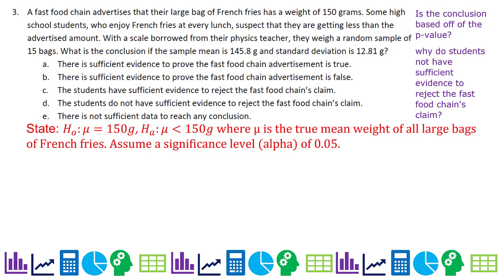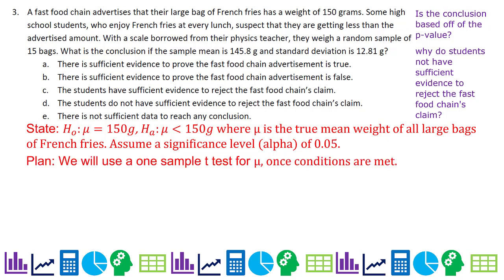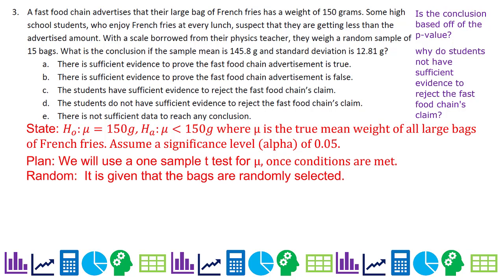Now, I could say that restaurant or that chain if I wanted to be more clear. Assume a significance level or alpha of 0.05. If they don't give you anything, use 0.05. Our plan is we're going to use a 1 sample t-test for mu once our conditions are met. Random: it is given that the bags are randomly selected. If you look up in the problem, they weigh a random sample. Don't say it's given if it's not there, but don't say it's assumed if it is there. So make sure if it says it, say that it's there, okay?